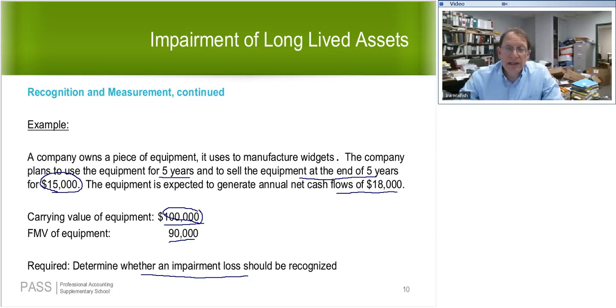Now, people, let me ask you guys a question. What would happen if I dropped the cash flows to, let's say, 15,000? Okay? So the cash flows would be whatever. You can figure it out. Do I have a write down, yes or no, if I drop the cash flows to 15,000?